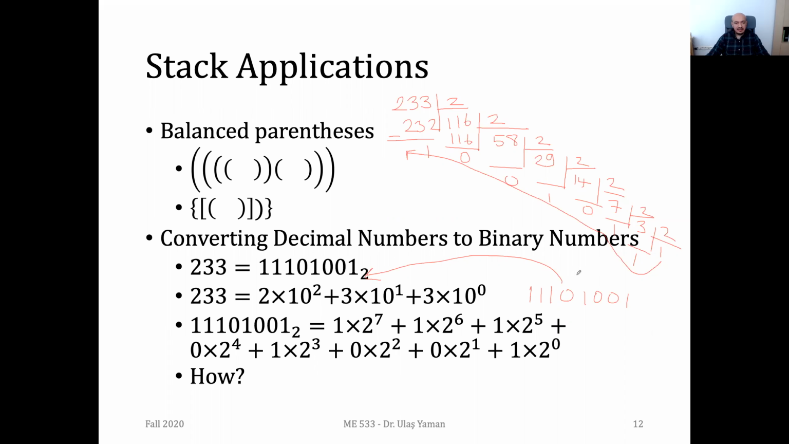And if we are going to implement this kind of conversion using, let's say, the Python programming language, and we want to use a stack data structure, how can we do that? Any comments, guys? Any answers? Where can we use the stack data structure?